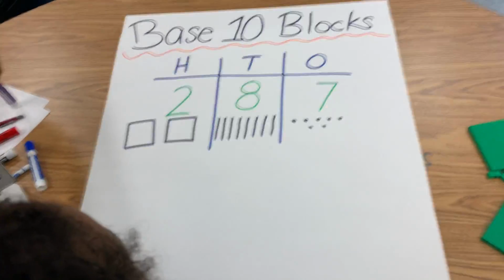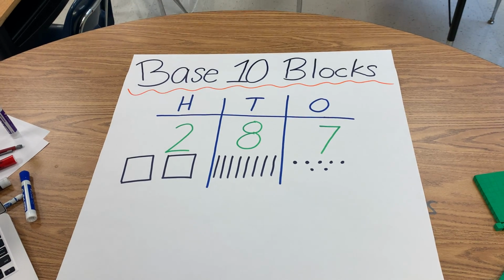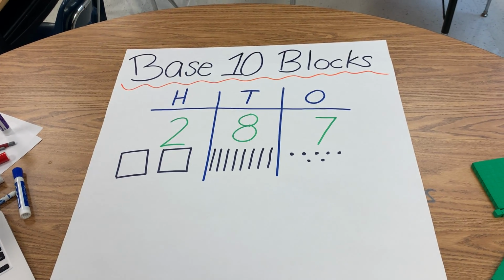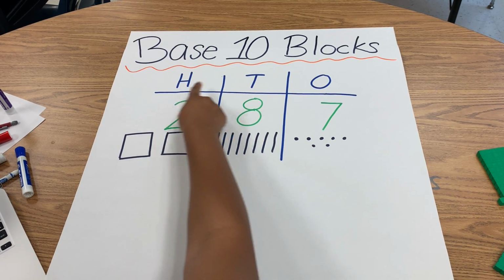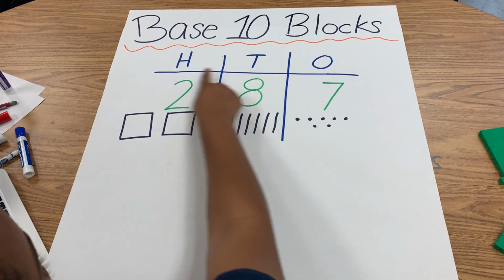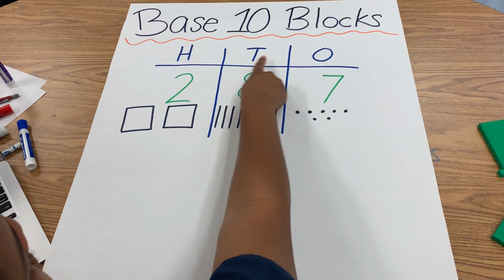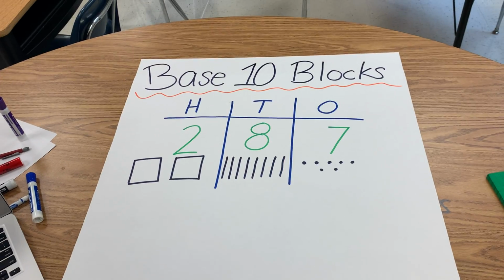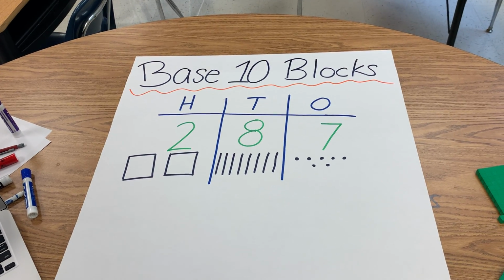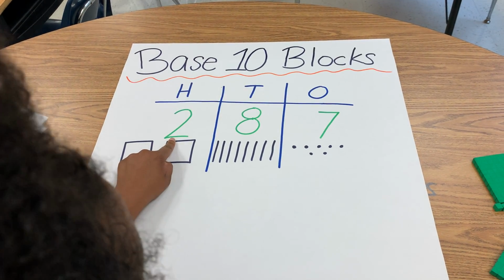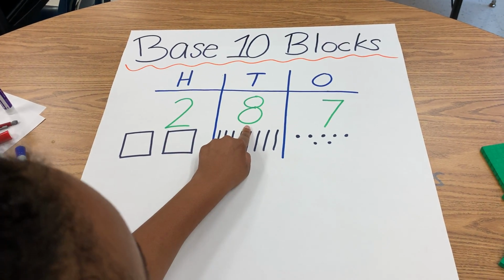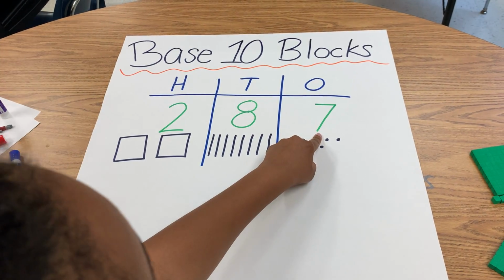All right, so this is another tool that we're going to be using this week. It's our base 10 blocks anchor chart. I have my T chart labeled hundreds, tens, and ones. The H stands for hundreds, T for tens, the O for ones. And I'm going to use my base 10 blocks to build numbers. So in this number, I have a 2 in the hundreds place, an 8 in the tens place, and a 7 in the ones place.